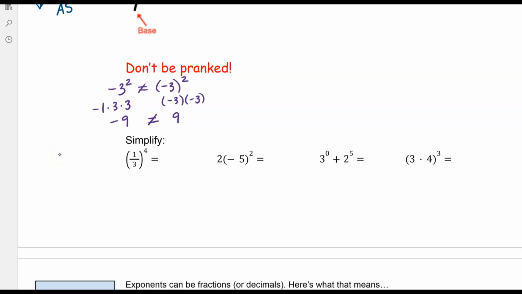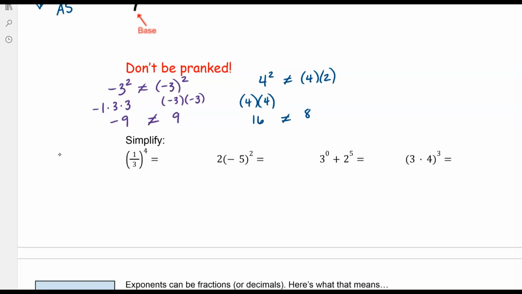Here's another one. If you have 4 to the 2nd power, and we talked about this already, that's not the same thing as 4 multiplied by 2. 4 to the 2nd power means 4 is used as a factor twice, which is 16, and 4 times 2 is 8, and those are not equal to each other.